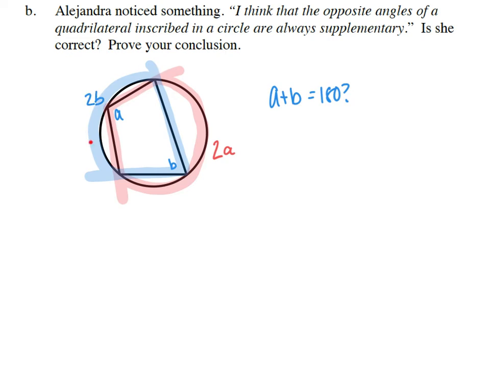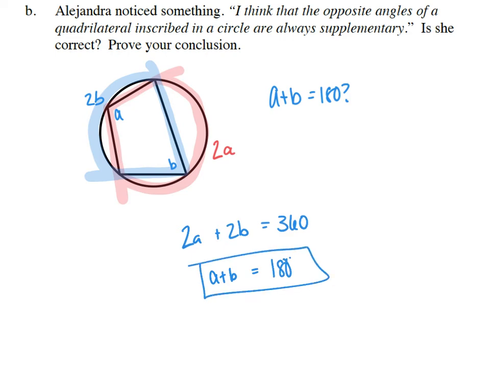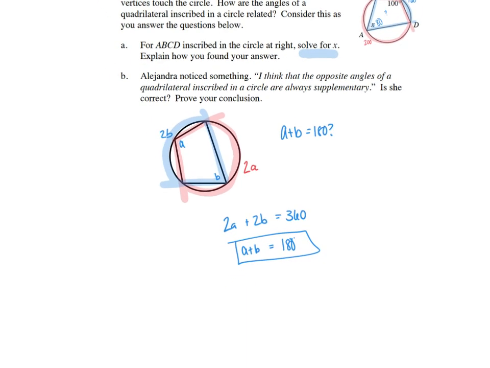And I know that that has to have twice the measure of angle B. Now, as I look at this circle, I know that there's 360 degrees around a circle. Those two arcs together would have a measure of 360 degrees. So I know that 2A plus 2B would have to be 360. And then using some algebra, dividing everything by 2, I would know that A plus B would have to be 180 degrees. Therefore, I can conclude that opposite angles in a quadrilateral that is inscribed in a circle are always supplementary.